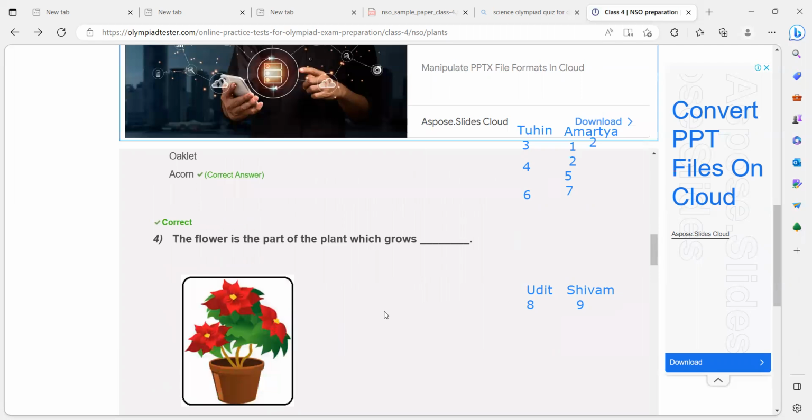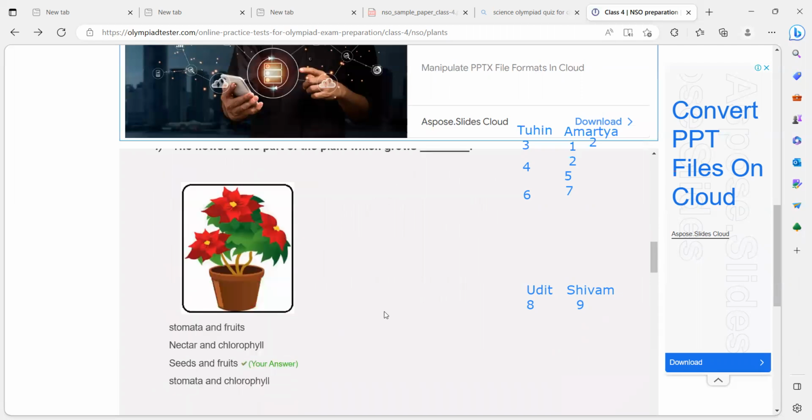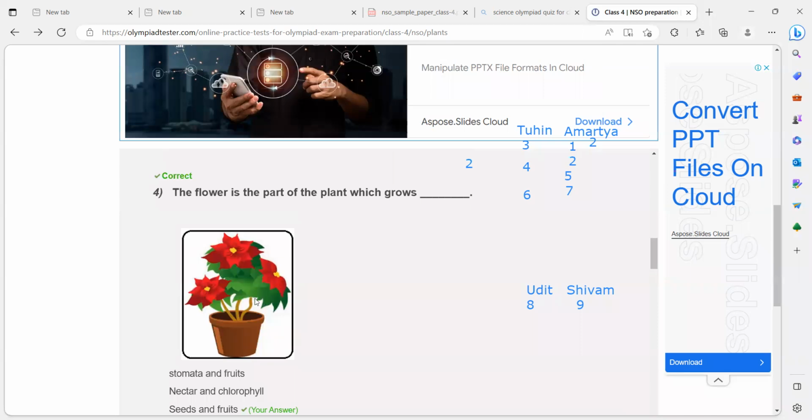Okay. The next one, the flower is the part of the plant which grows into seeds and fruits. So this is the correct one. Number 4 was given by Tuhin. So Tuhin also gets 2 marks. Ma'am, what is the question? Yes, I can explain. The flower will grow into which part of the plant? It will grow into seeds and fruits. Is it clear, Udit? Yes, ma'am.